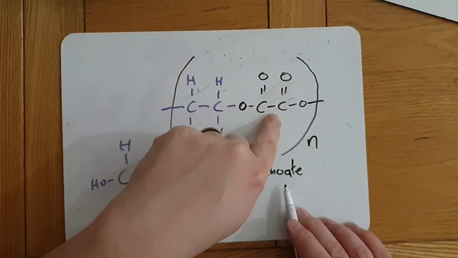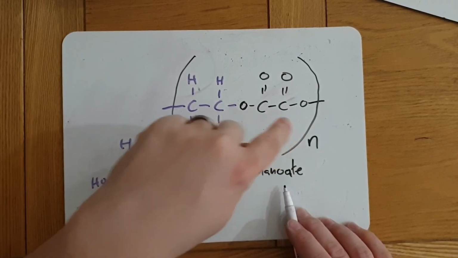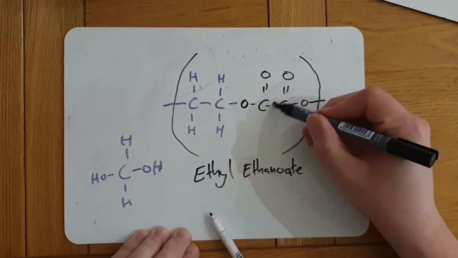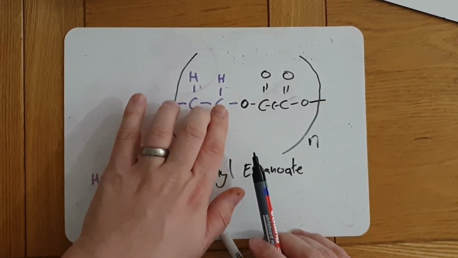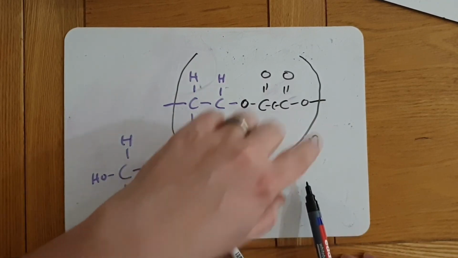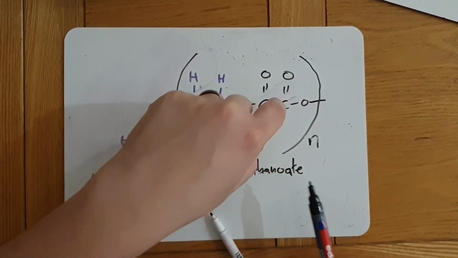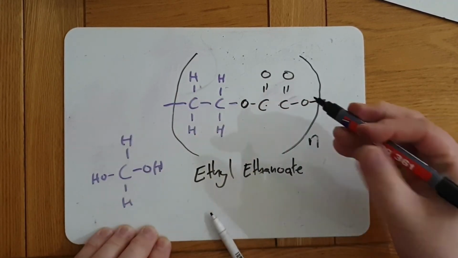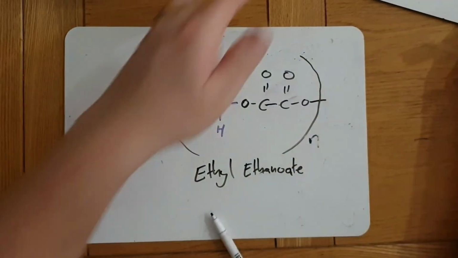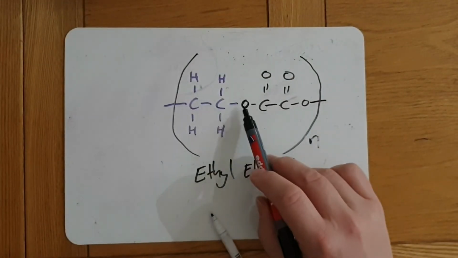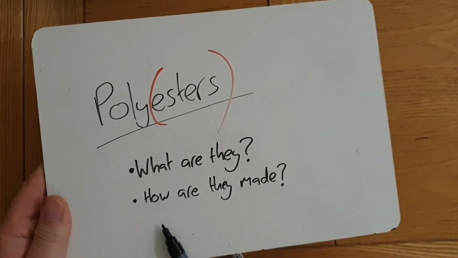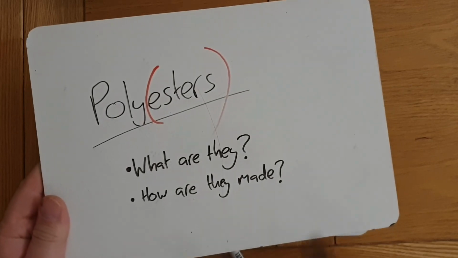Or if the dicarboxylic acid had another carbon in it, it would have 3 carbons, so it would be propanoate. So it would be ethyl, if I stick another C in there, because the bit that's come from the diol was F, and then it would be propanoate, because the carboxylic acid part would have been the propanoate bit. But the only one that you need to know about is ethyl ethanoate. So what are they? Big repeating chains of that. How are they made? They are made as a dehydration polymerization from a diol and a dicarboxylic acid.